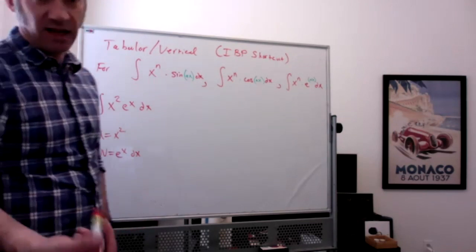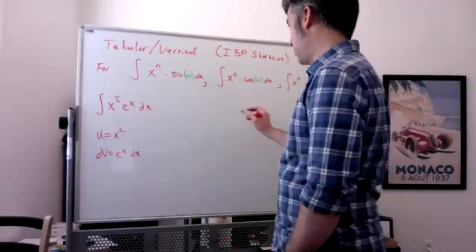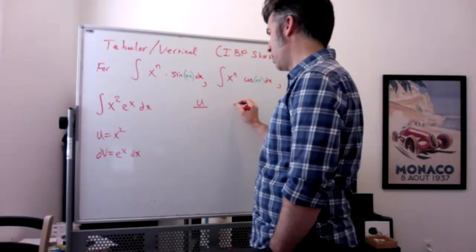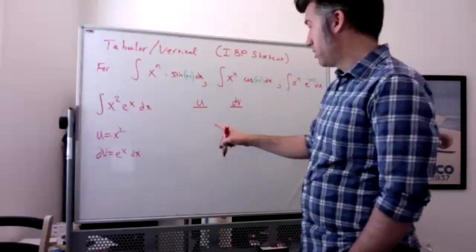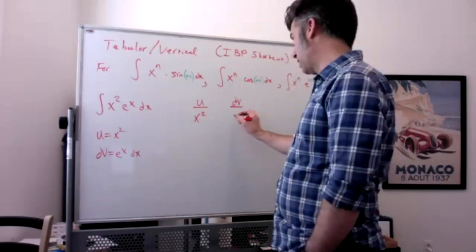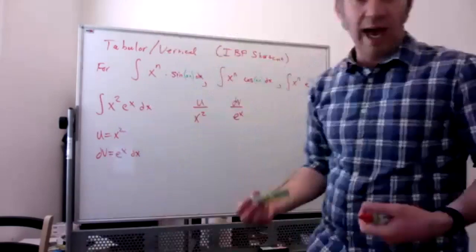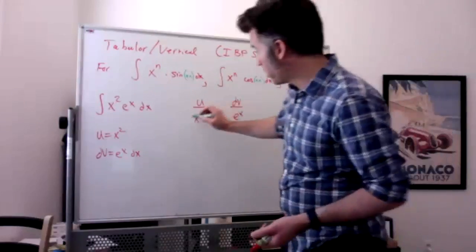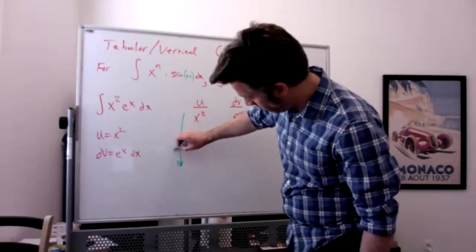But instead of writing all of this other stuff down here, we're going to make a table. I'm going to make a column for u, and then I make a column for my dv. The u column starts with x squared. The dv column starts with e to the x. For the u column, when we do integration by parts, after you pick u, then you find the derivative of u. And we're going to find the derivative of u until we get to 0.